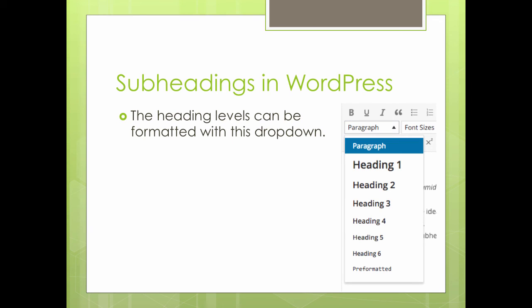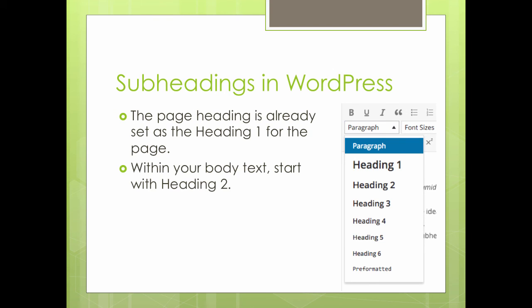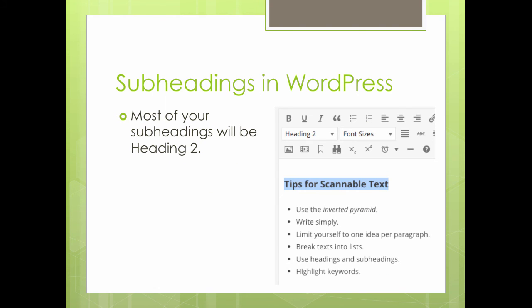And this is where you would select them in your text editing box. You can see it starts out by saying paragraph, but if you drop it down, you have the 6 levels of heading available to you. So as I mentioned, the page heading is already set as heading 1 for the page. So within your body text, start with heading 2 in establishing the hierarchy of the page content. And here's an example of a line of text that is selected as a heading 2.